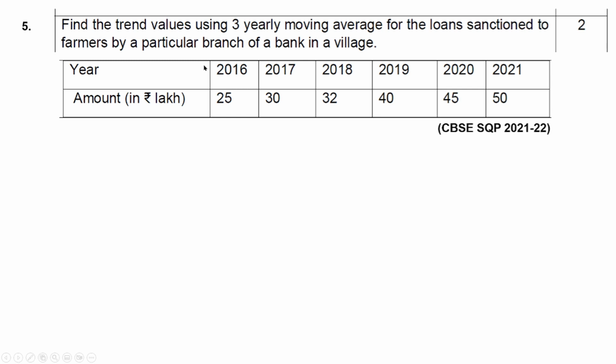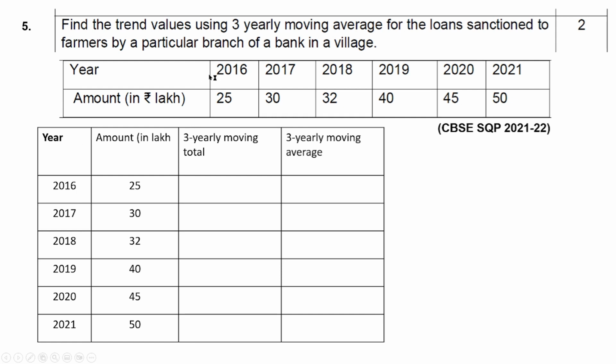Moving on, next question, find the trend values using 3 yearly moving averages for the loans sanctioned to farmers by a particular branch of a bank in a village. So for various years, the amount that is sanctioned as loan is given here. We have to find the 3 yearly moving average for this data. So let us draw a table like this. The various years are written here and the amount in rupees lakh is written here. Now let us find the 3 yearly moving total and the 3 yearly moving average. So these are the questions from last year's sample question paper.